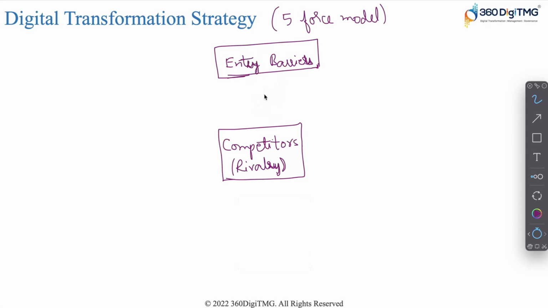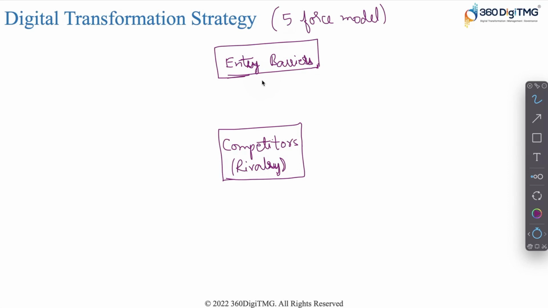Okay. So you need to look at your entry barriers. Low entry barriers mean a lot of competitors can easily come in. Your competition space is going to blow out of proportion. It will become really crazy. Too many competitors will come in.